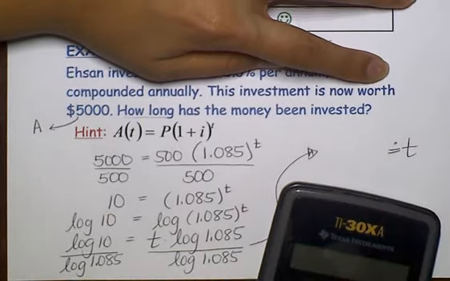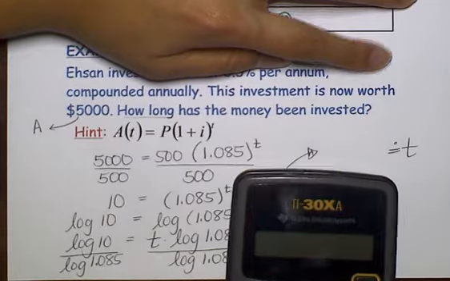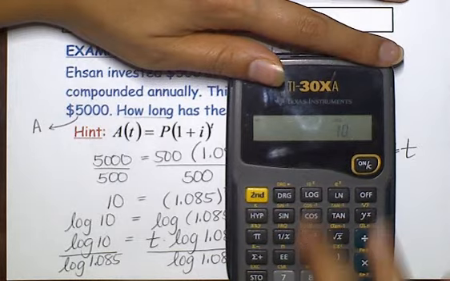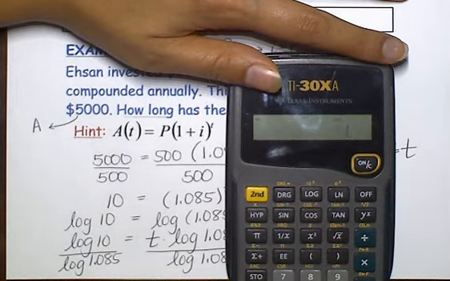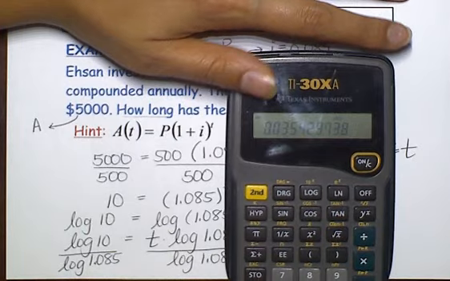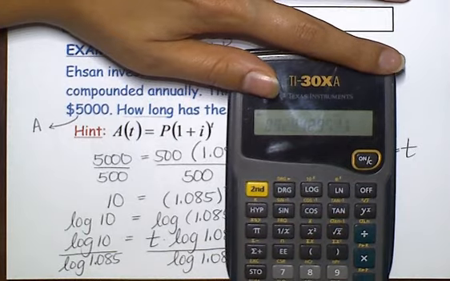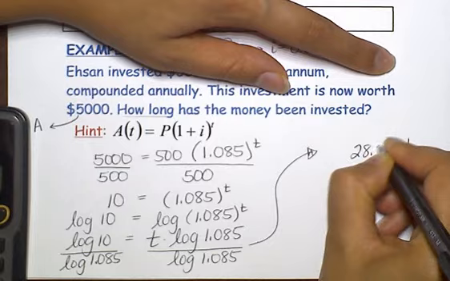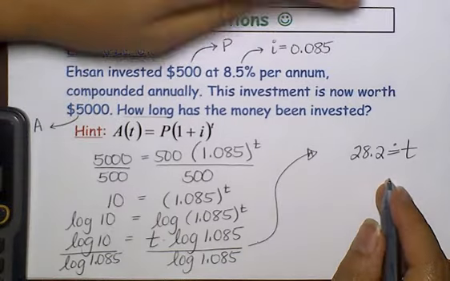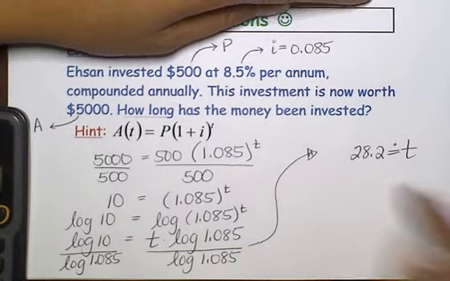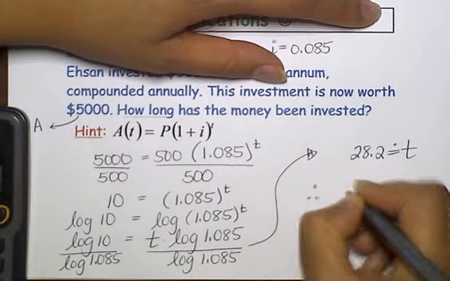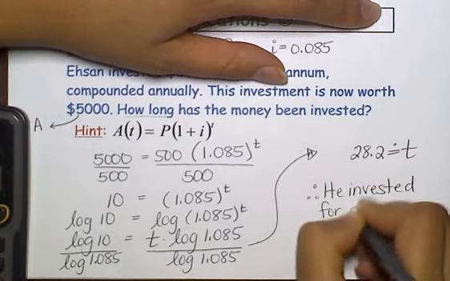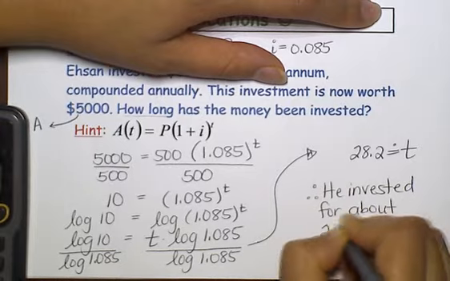Log of 10 I know is equal to 1. So log of 10 is equal to 1, divided by the log of 1.085, which is a small decimal number. And that's equal to, in total, 28.2 approximately. So what that means is it took about 28.2 years for the money to increase to about $5,000. So therefore, he invested for about 28.2 years.